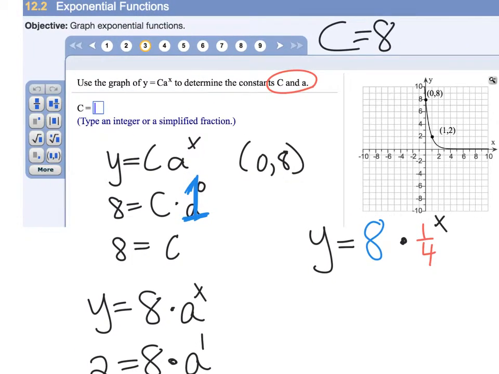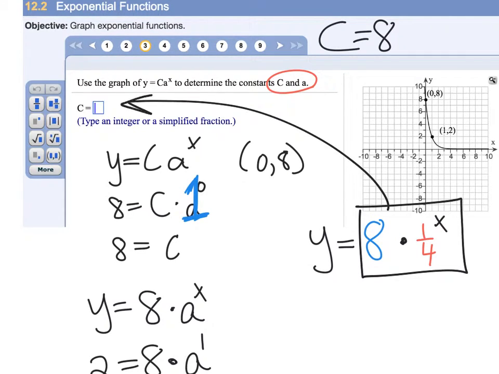Whoa, yikes. It's this portion right here. So this is the part you're going to type into the box. Oh, so actually you're not, because this is actually saying what is C? Well, C is 8. So you're going to put in 8. And then eventually it's going to ask you, okay, well, now that you know that C is equal to 8, what is A? And A is equal to 1/4.